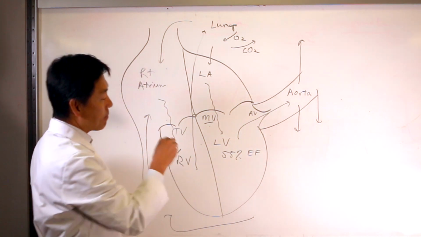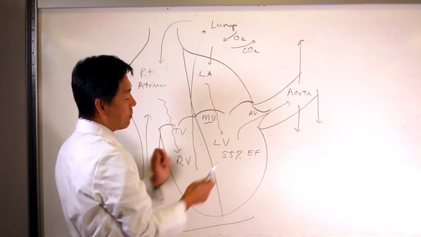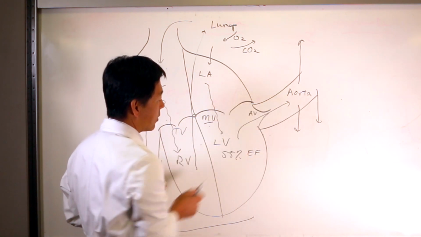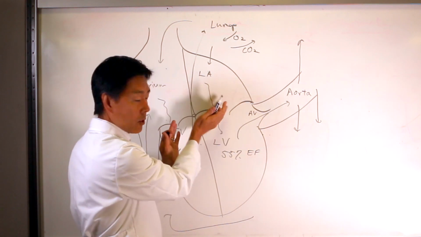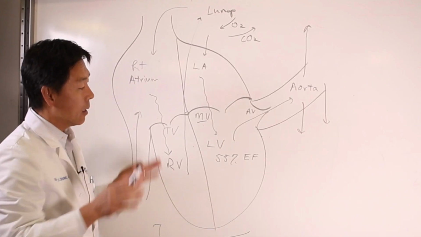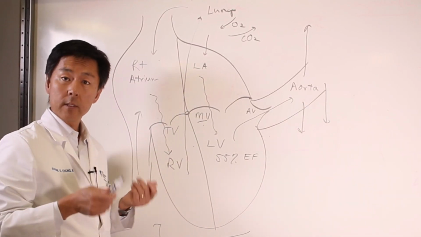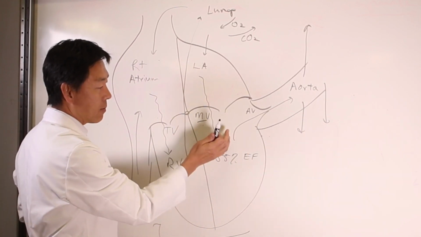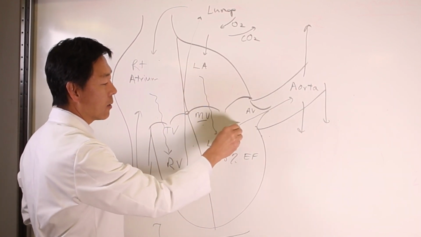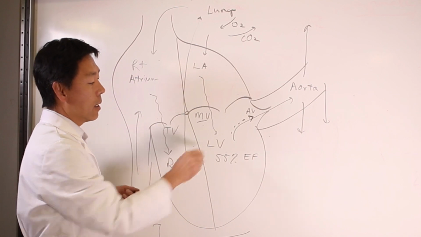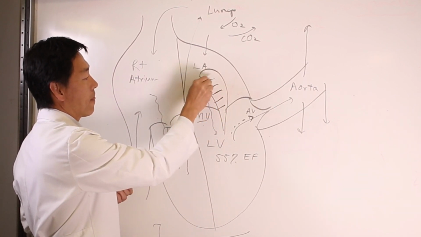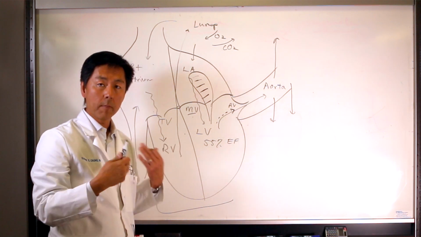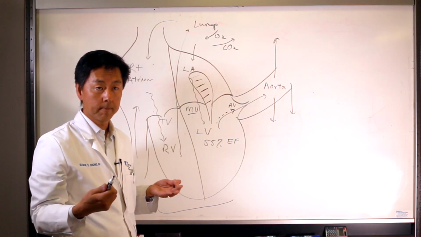Now, as I mentioned before, when this chamber squeezes, blood goes out the aortic valve, and this mitral valve should close and should not leak. But in some patients, for many different reasons, when this chamber squeezes, some of the blood goes out this way appropriately, while some of the blood leaks back this way inappropriately. That's called mitral regurgitation.